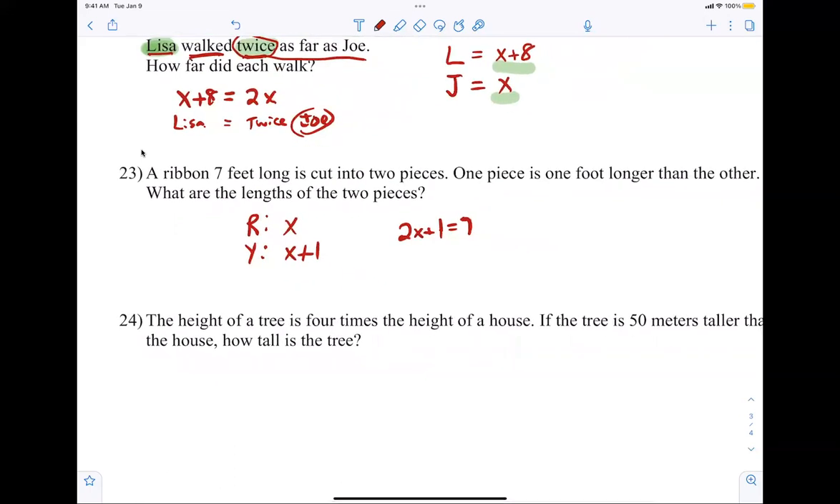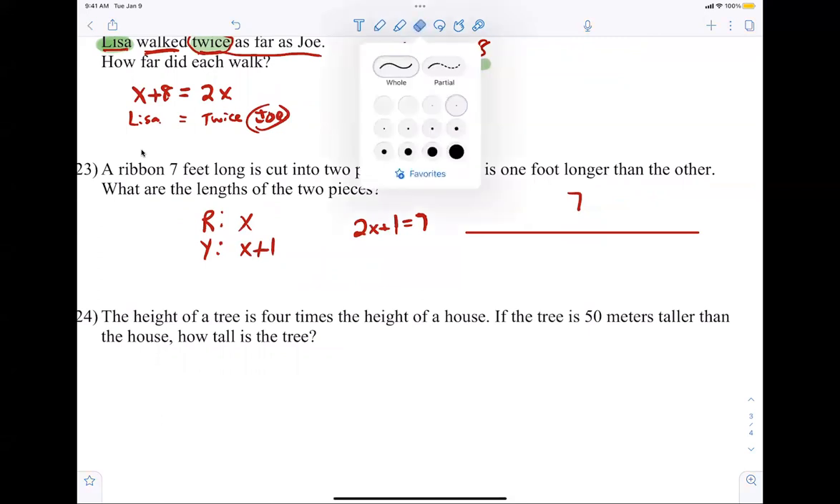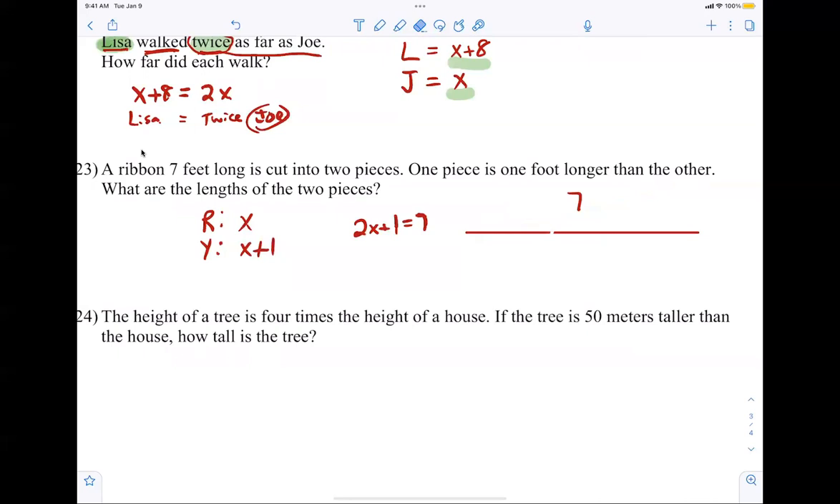Seven minus what? So let me show you how I want you to physically represent this. Here's this right here. This is 7 feet long. You with me? I'm going to cut it into two pieces. One piece is x, and the other piece is x plus 1. You see what I'm saying now, right? All right, thank you.